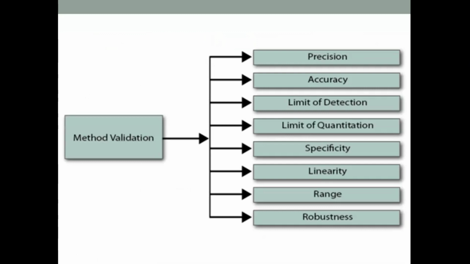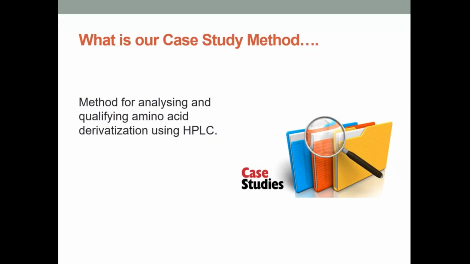You'll remember from our method validation what we are looking to do. We are looking to validate the precision, the accuracy, the LODs (limits of detection), the limits of quantification, the specificity, the linearity, the range, and the robustness of your method. All of those things will ensure your method is valid. So again, our case study is looking at qualifying an amino acid method using HPLC.